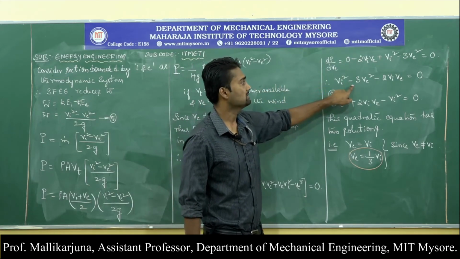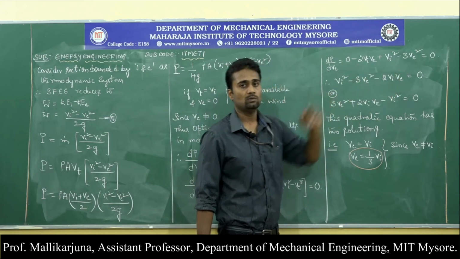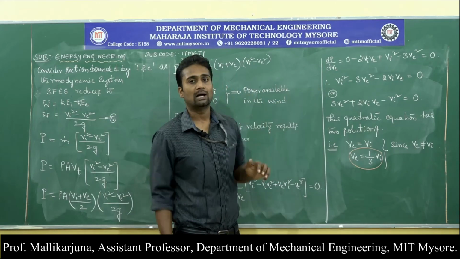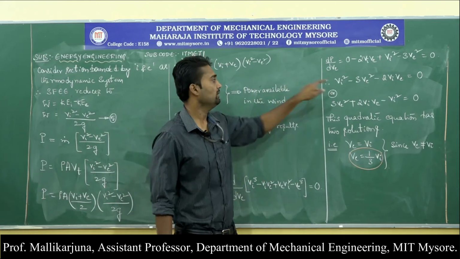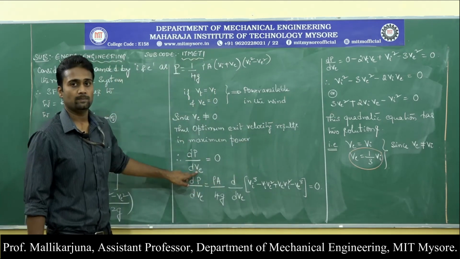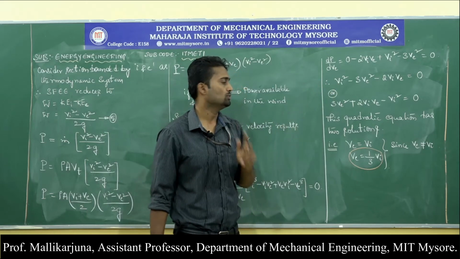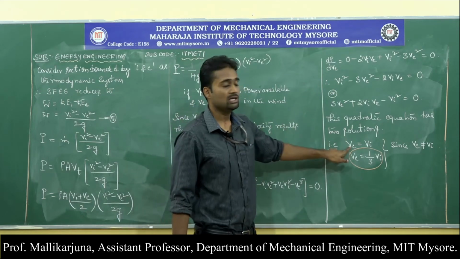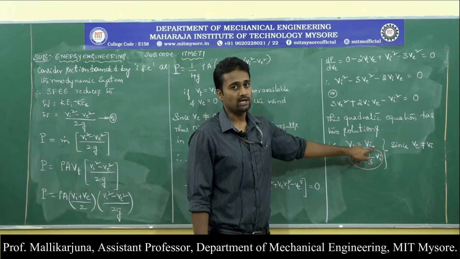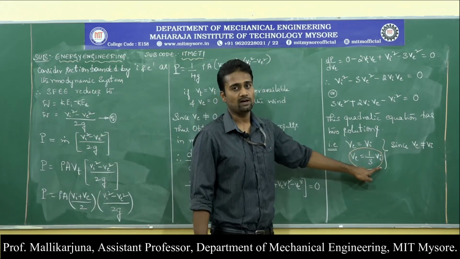Vi square minus 3 Ve square minus 2 Vi Ve equals 0. I have ended up with a quadratic equation. Now I need to solve this equation to get the optimum Ve. Upon solving this equation, I have got two solutions. One is Ve equal to Vi, or Ve equal to 1/3 of Vi.